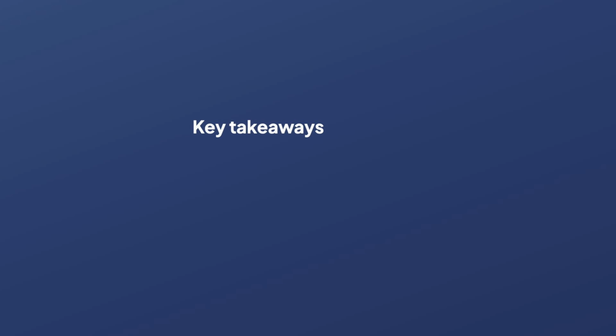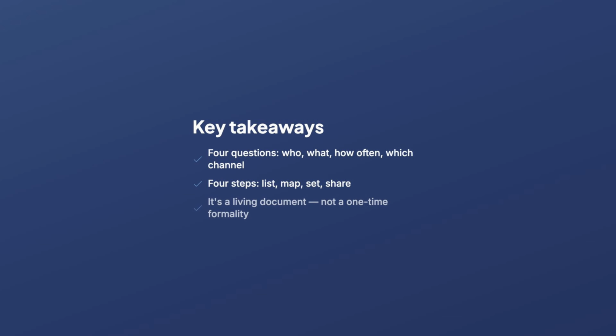Let's recap. A communication plan answers 4 questions: who, what, how often, through which channel. You build it in 4 steps. List your stakeholders, map their interest and influence, set the channel and frequency for each one, and put it all into one shared table. And the key point, it's a living document you update, not a one-time formality.